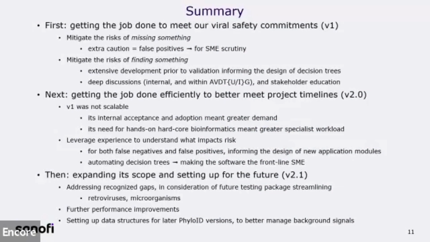So to summarize, our first mission was to get the job done, to meet the viral safety commitments so that we wouldn't miss important groups of viruses. We had to mitigate the risks of missing something. Because the in vitro tests and the in vivo tests especially, and even the PCR tests would miss things, this is the problem we were trying to solve. And so we wanted to be extra cautious and have false positives for the subject matter experts to look at. But we also had to mitigate the risks of finding something, in other words, not opening Pandora's box.